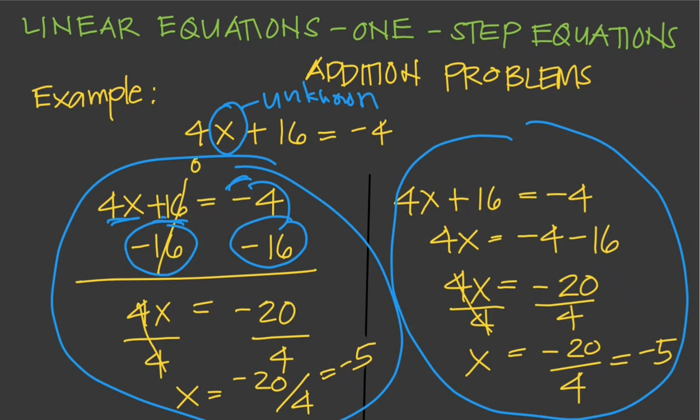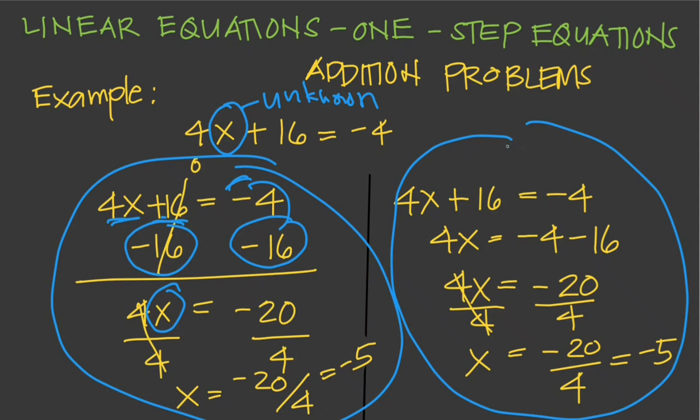Now we are only interested in solving for the unknown, which is x. So all we have to do is divide both expressions on the left and right by the number beside x, or what we call the coefficient of x, which is 4. So we divide by 4. So we are left with x here, and -20 divided by 4, that would be -5.